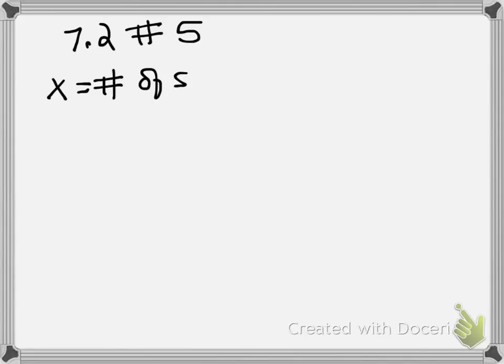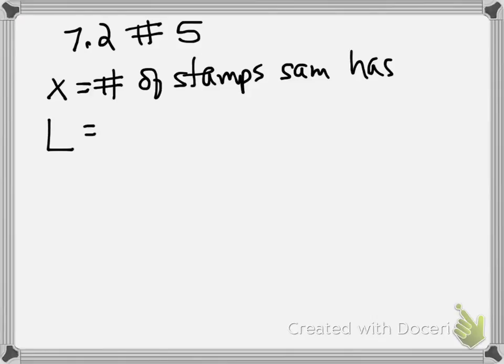Okay, let's look at 7.2 number 5, which asks us to go back to example 2.4 in our text. It asks us to use algebra, so the first thing we need to do is assign our variables. I am going to let x equal the number of stamps Sam has, and we will let L equal the number of stamps Lisa has.